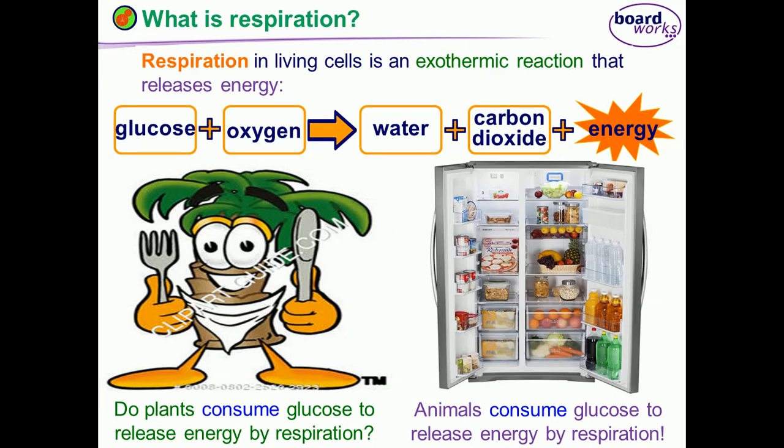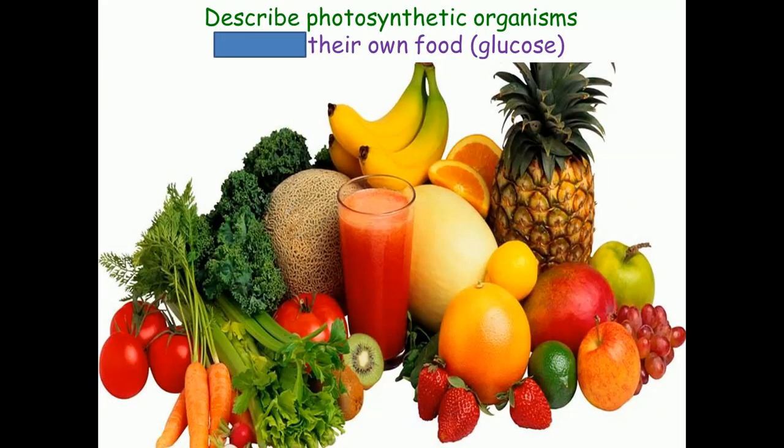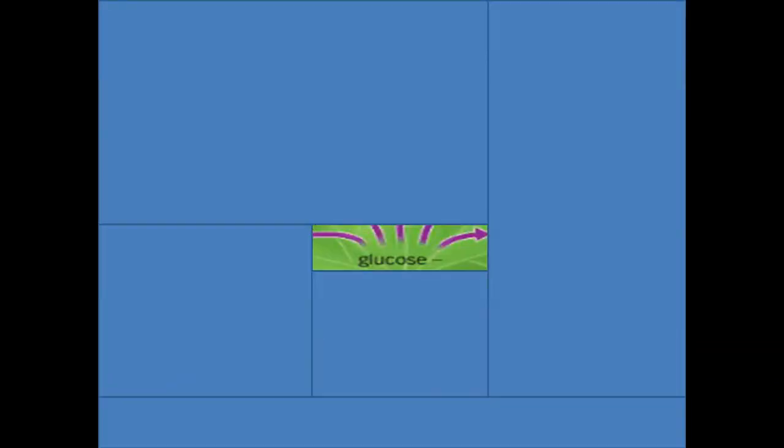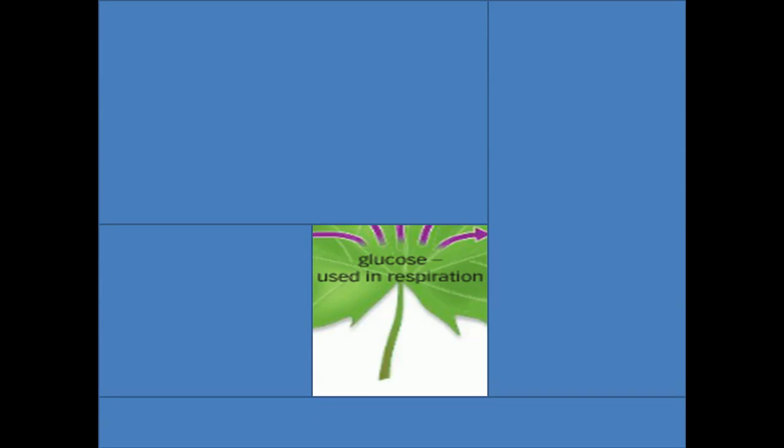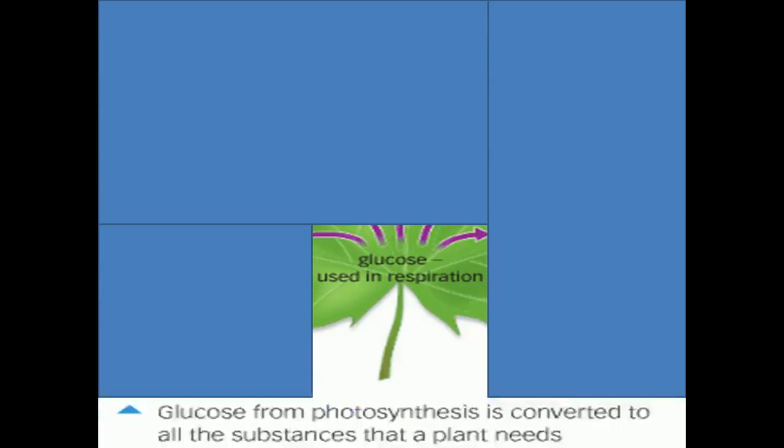So where do they get the glucose from? They don't consume glucose, so instead they have to produce glucose. When they produce glucose, they can then use the glucose in respiration to release energy. However, they could also convert glucose into other substances that the plant needs.